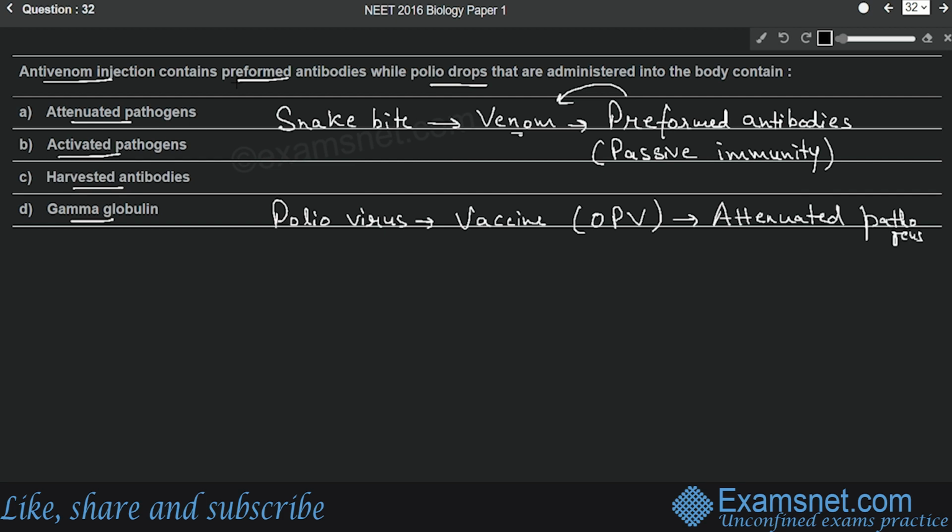That means weakened pathogens into the body so that the body can prepare the antibody against this virus, and when it is actually attacked by this virus, then it can readily react to it. And this is known as active immunity, because the antibody is prepared by the body itself. Okay, so the correct answer will be option A, that is attenuated pathogens are administered into the body.